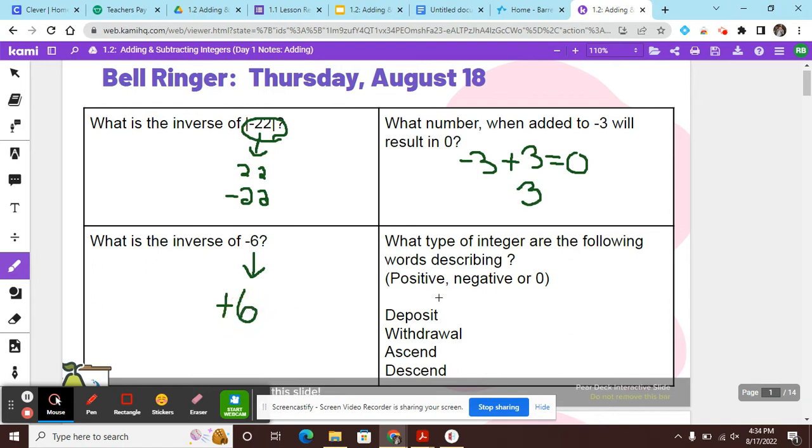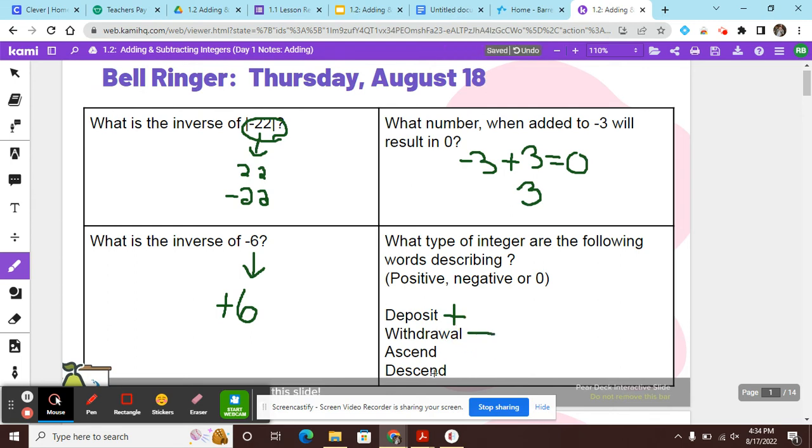And our last question, it says, what type of integers are the following words describing? Either positive, negative, or 0. Well, a deposit, these were words that I noticed that we struggled with. If I am depositing to my bank account, is that adding to my bank account or is that taking away from my bank account? Deposit is adding money to my bank account. A withdrawal is taking money away from my bank account.